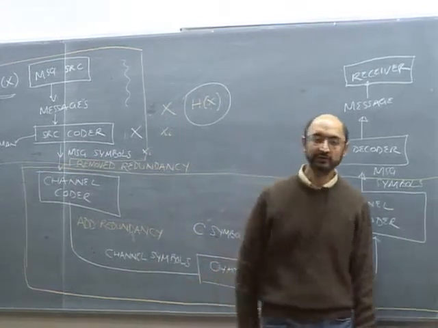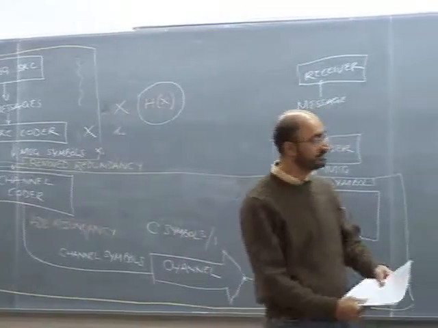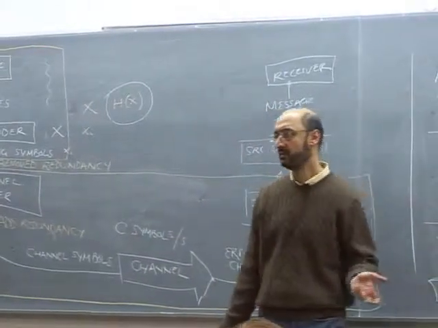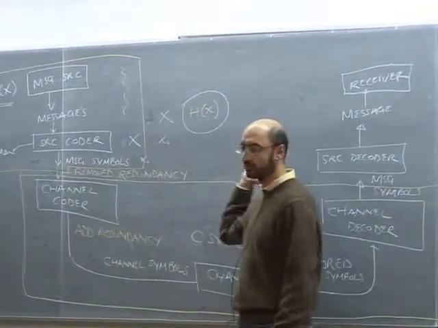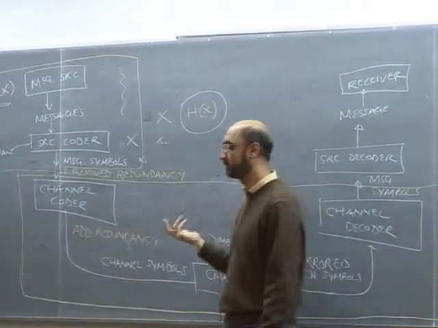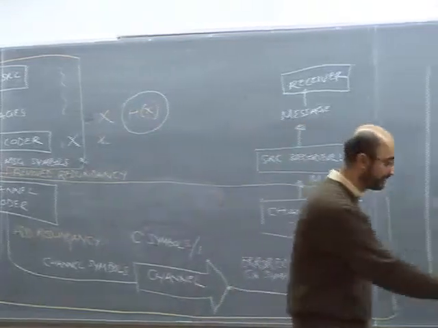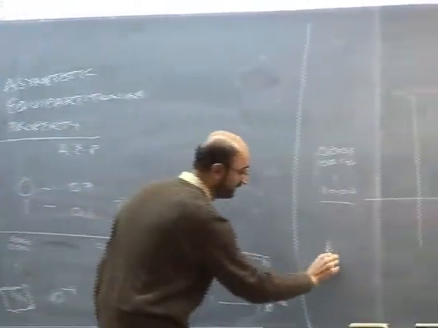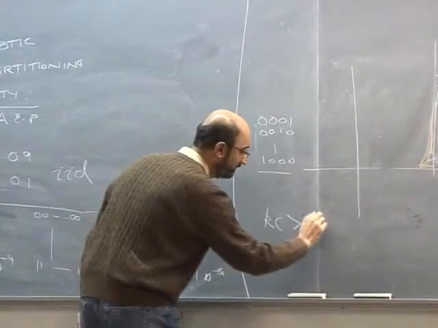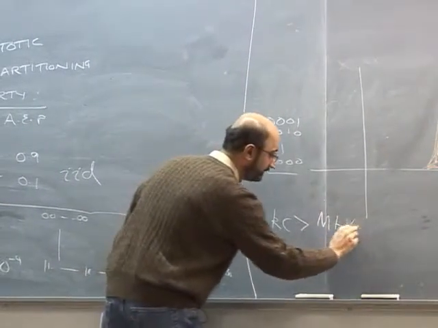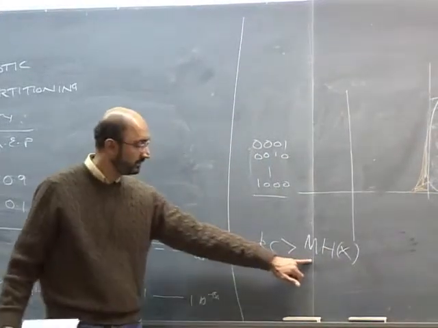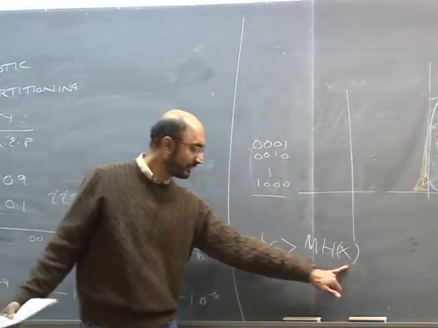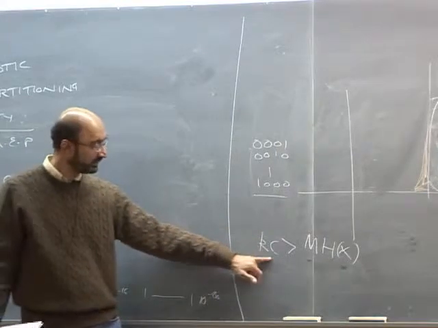And then the first result is going to pop right out, which is that if the capacity of the channel is Kc bits per second, there's no way you can carry this message source across that unless Kc is greater than Hx. So more precisely, we want Kc greater than M Hx, because this is the message rate. Each message has Hx bits of redundancy. We'd better make sure the channel can carry that.